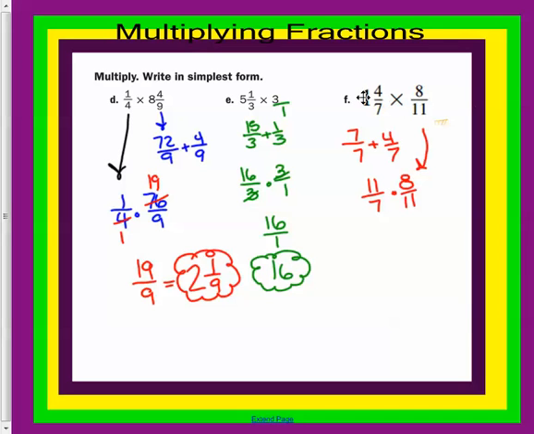Finally, if we look at this one, 1 times 7 is 7 sevenths, so 7 sevenths plus 4 sevenths is 11 sevenths. Bring down your 8 elevenths. Multiply, these can be simplified, so I'm left with 8 sevenths, which is improper, and I'm left with actually 1 and 1/7. And that's all I've got for you today.